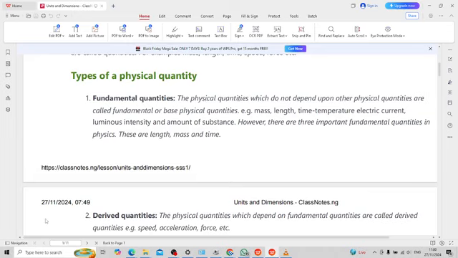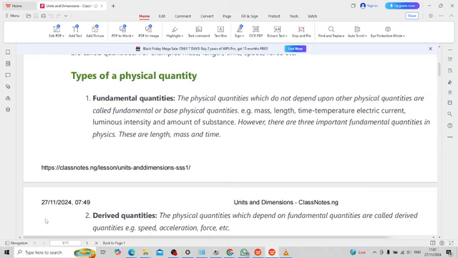What are fundamental quantities? Fundamental quantities are quantities that do not depend on another thing. Okay, they do not depend on any other quantity. That is, they are the basis quantity, the base quantity, the basis of our study in physics. Okay, all other things that we are studying will be built on them. Examples are mass, length, time, temperature, electric current. In some cases, there is electric charge, luminous intensity, that is of light, and the amount of substance.